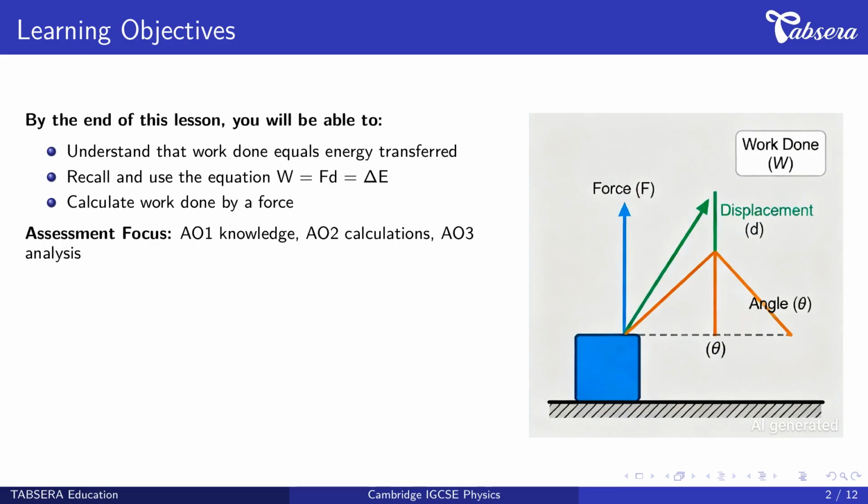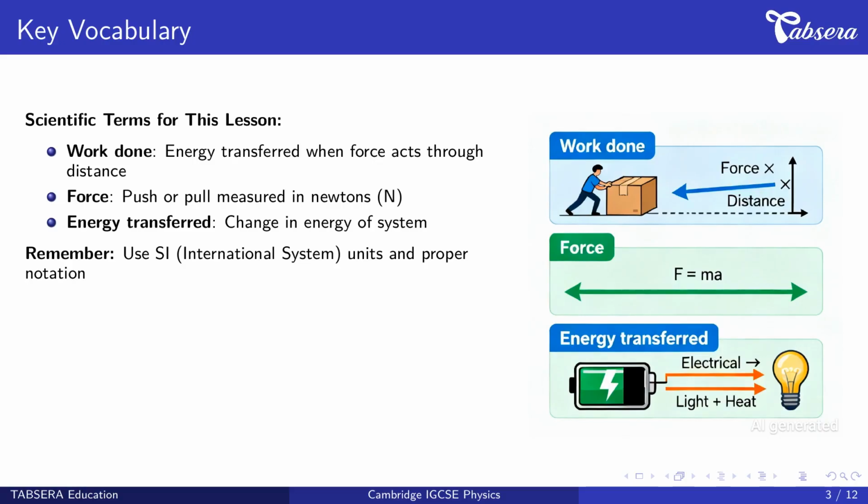These objectives align with Cambridge IGCSE assessment objectives. AO1 tests your knowledge of concepts, AO2 evaluates calculation skills, and AO3 assesses your ability to analyse physical situations. Now let's define our key vocabulary. Each term is essential for understanding this lesson.